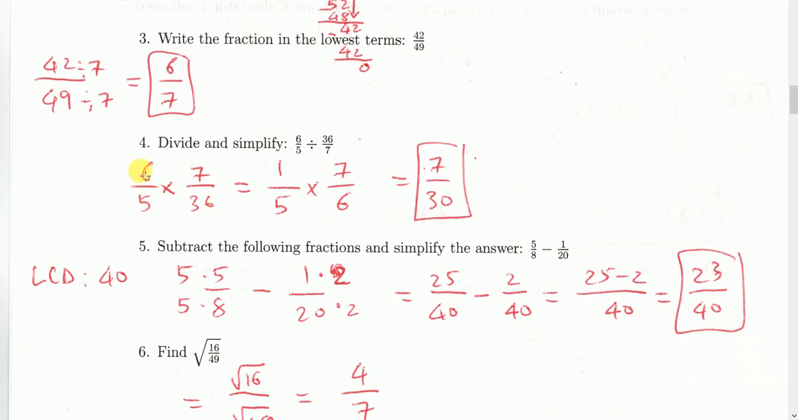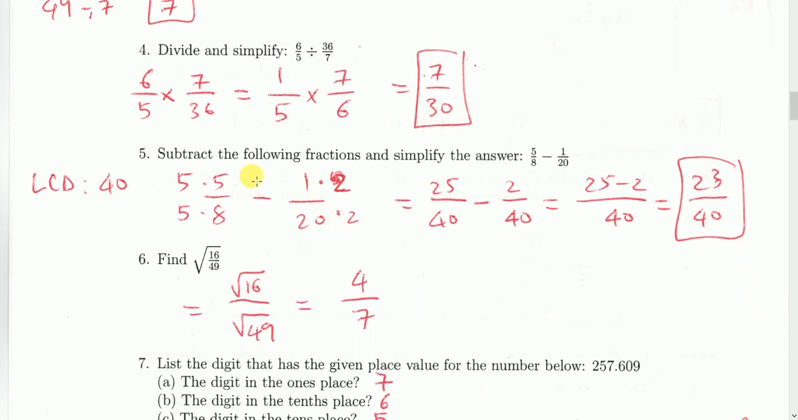But before we do the multiplication, we can also reduce the fraction. There's a 6 on the top, there's 36 at the bottom. So we can divide by 6 on the top, which gives you 1, and divide by 6 on the bottom, which gives you 6. Because 6 is a common factor, we can divide them. Now this is much easier to multiply. 1 multiplied by 7 gives you 7. 5 times 6 gives you 30.